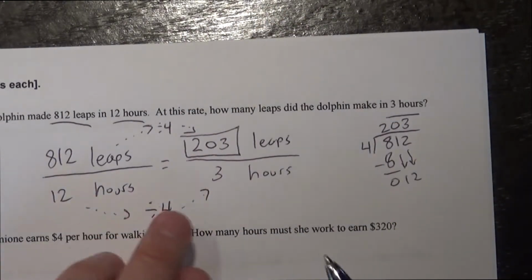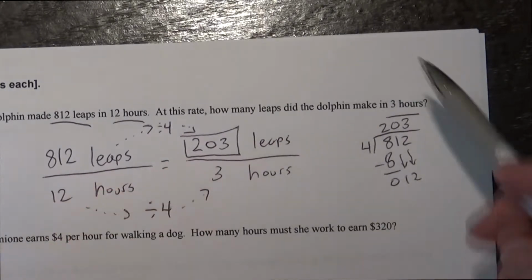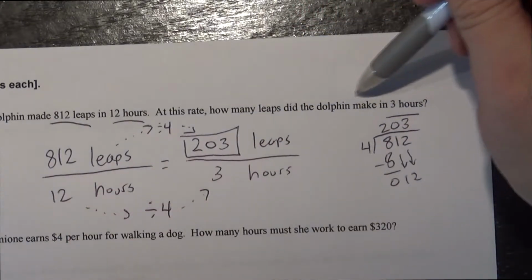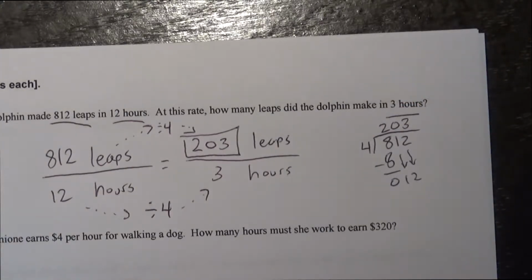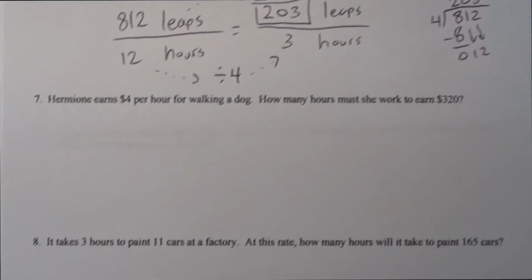Hopefully you're understanding why I don't simplify that down, because that really is my answer. How many leaps did the dolphin make in 3 hours? It made 203 leaps in 3 hours. All right, let's move on. Try out another one, number 7.